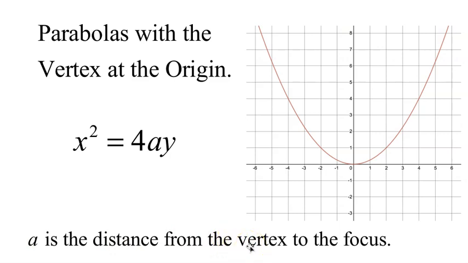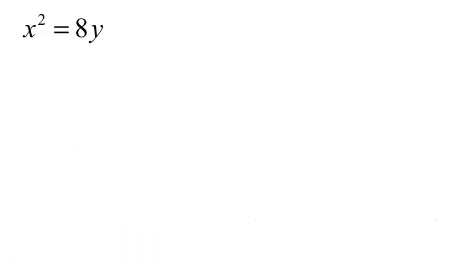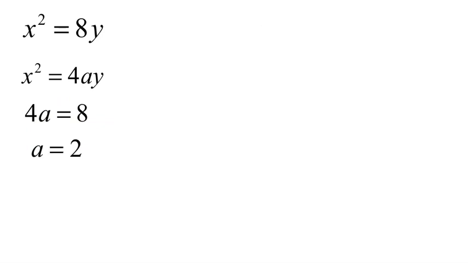So we're going to start with an equation. We're going to identify what a is so that we can graph it. So here's our example. x squared equals 8y. We know our equation is x squared equals 4ay. a is the distance from the vertex to the focus. We need to solve for a. 4a will equal 8. If 4a equals 8, divide both sides by 4, and we get a is 2.